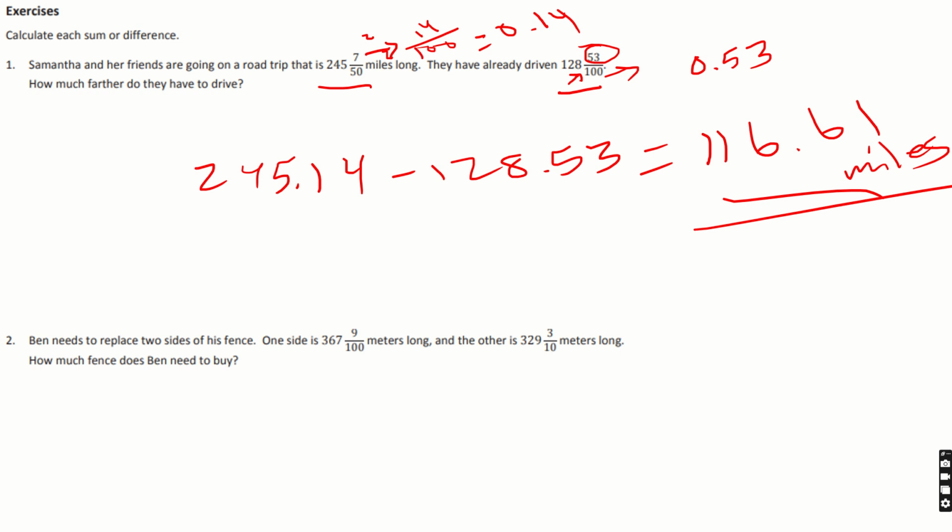Ben needs to replace two sides on his fence. One side is this many meters long, the other side is this many meters long. How much fence does he need to buy? So it's those two added together.